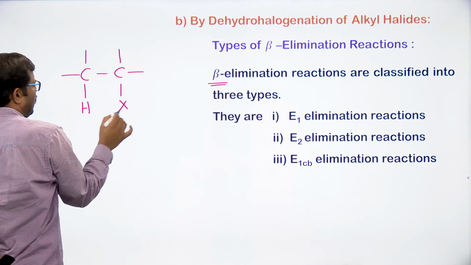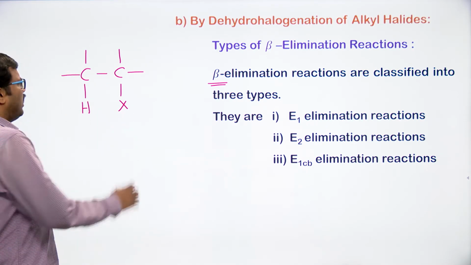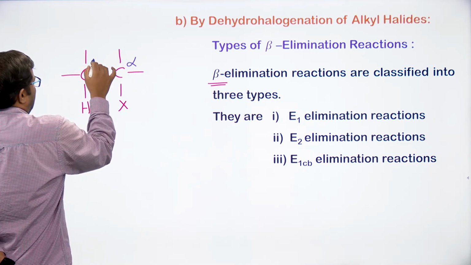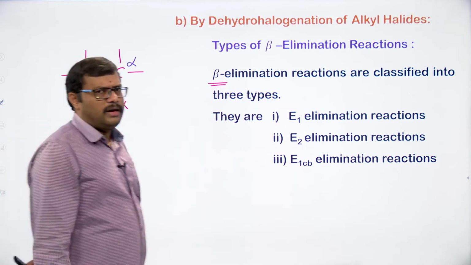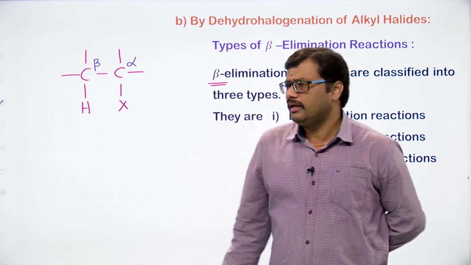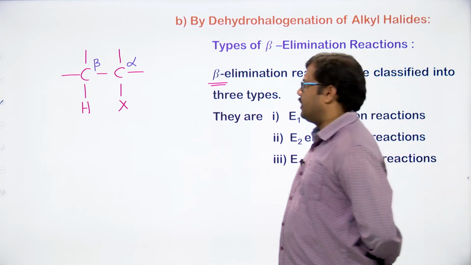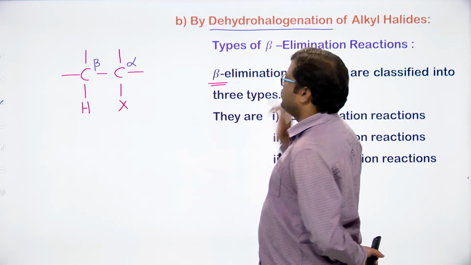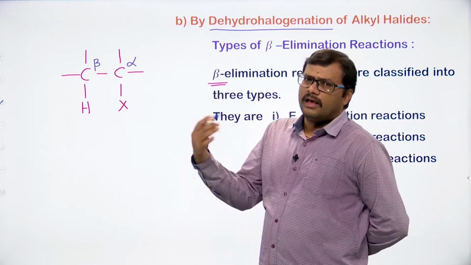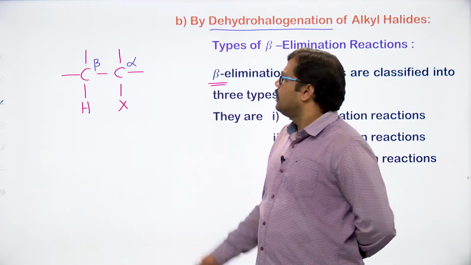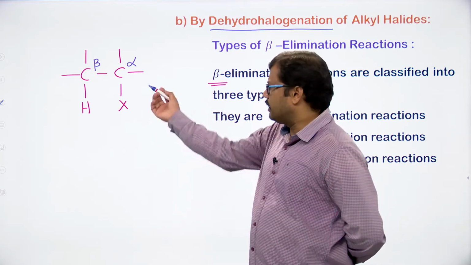We have one halogen atom on the alpha carbon atom and one hydrogen atom on the beta carbon atom. So, these are all dehydrohalogenation reactions, that is to say that hydrogen and halogen both are going to be removed in the reaction. So, that is what is given.